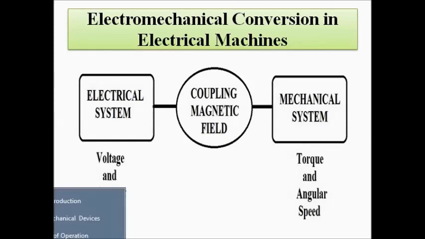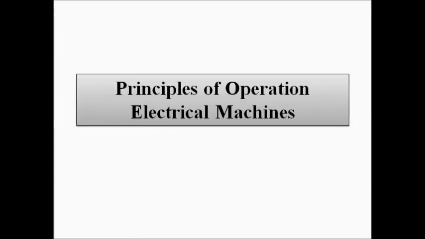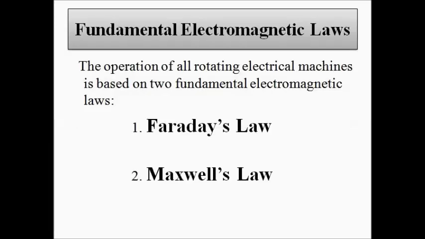So the fundamental laws that govern the operation of these rotating electrical machines will basically be the electromagnetic laws, because there is a magnetization of a conductor that is going on in between this electromechanical energy conversion. So it will involve the voltage, current, the electrical parameters, the mechanical movement, torque, angular speed, the mechanical output, and the coupling magnetic field, which will involve magnetic flux and magnetic flux density.